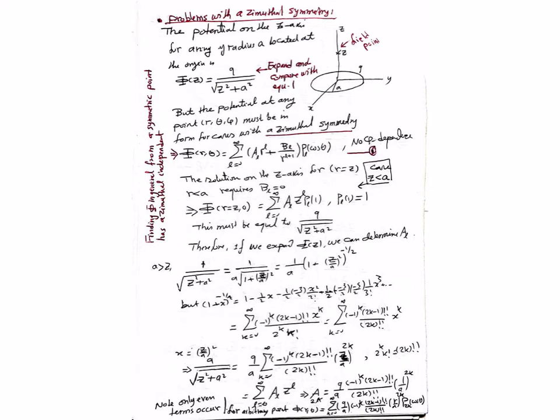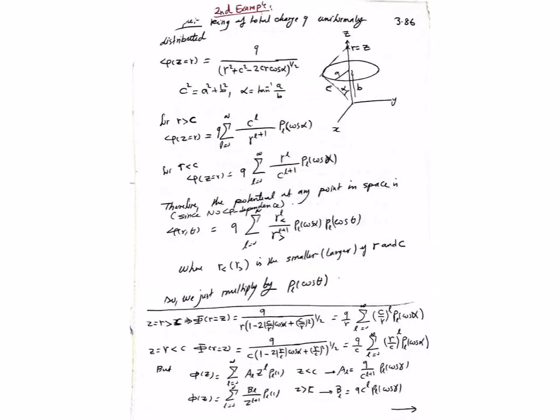Now after that, the solution is A sub L Z to the power L. And if you compare this with the expansion, you can find A sub L. Actually, L is an even number. As you can see here at the bottom of this slide, L is an even number. And the final step, you have to replace Z by R.